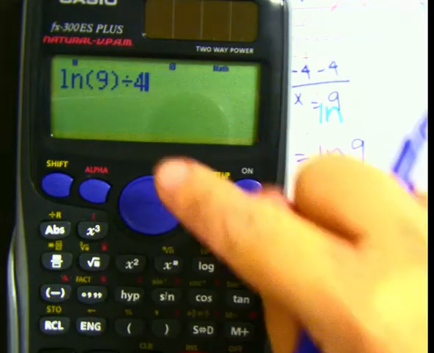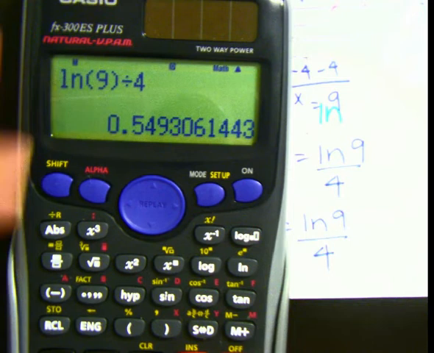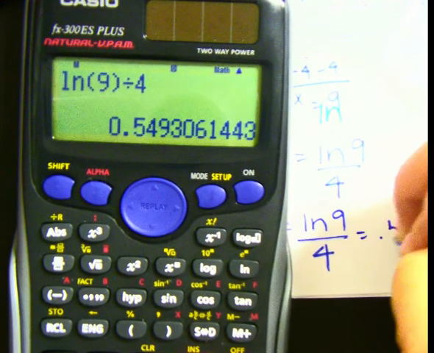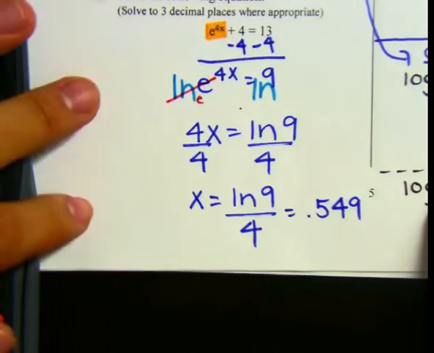So ln 9 divided by 4. Make sure you close the parentheses. Push enter. And then here's my decimal, 0.549.